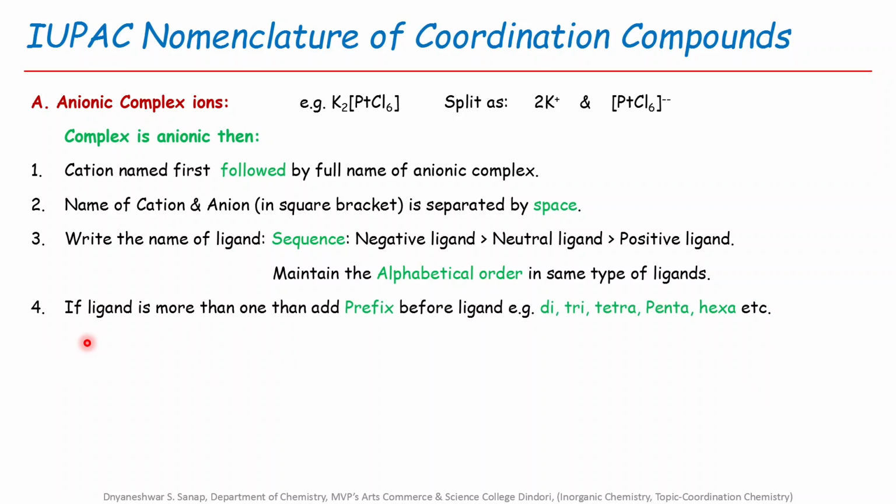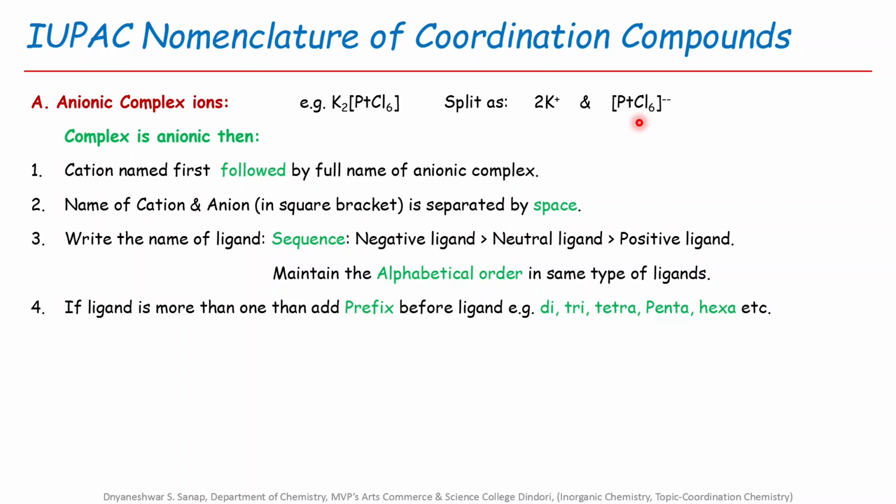That we will discuss with the help of an example next. The fourth important rule is, if the ligand is more than one, then add a prefix before the ligand. That means di, tri, tetra, penta, hexa. Let us see how. In this case, the chloride ion, that is Cl minus ion, is six in number in the complex ion, and that's why we write hexa before writing chloro.